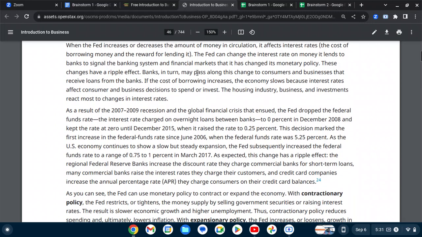When the Fed increases or decreases the amount of money in circulation, it affects interest rates. The Fed can change the interest rate on money it lends to banks to signal the banking system and financial markets that it has changed its monetary policy. These changes have a ripple effect. Banks in turn may pass along this change to consumers and businesses that receive loans from the banks. If the cost of borrowing increases, the economy slows because interest rates affect consumer and business decisions to spend or invest.